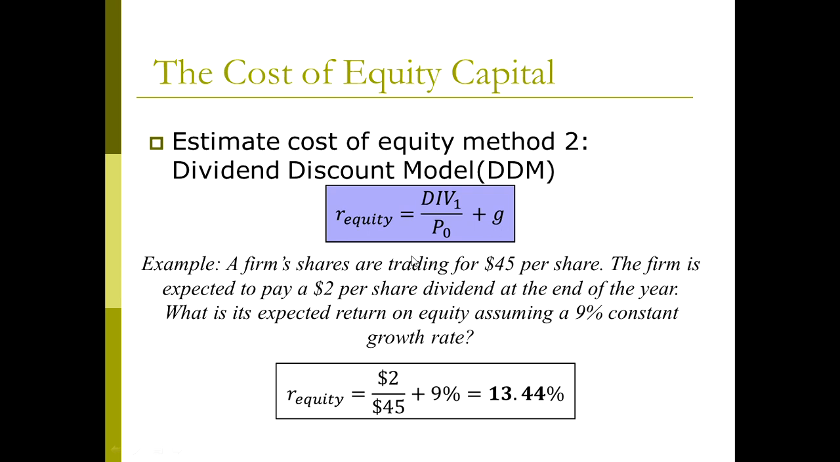For example, if the company stock is $45, the expected dividend D1 is $2, and the growth rate of the dividends is a constant 9%. Plugging all three numbers into this formula, the required rate of return on the equity capital is 13%.